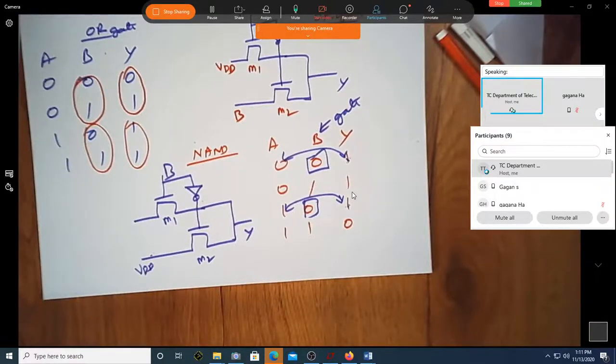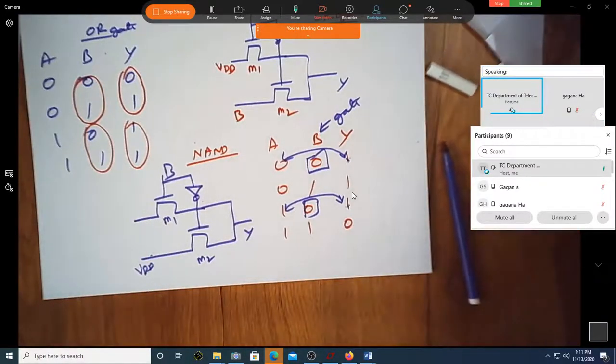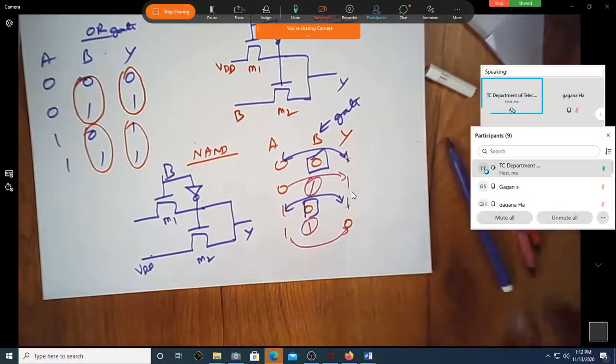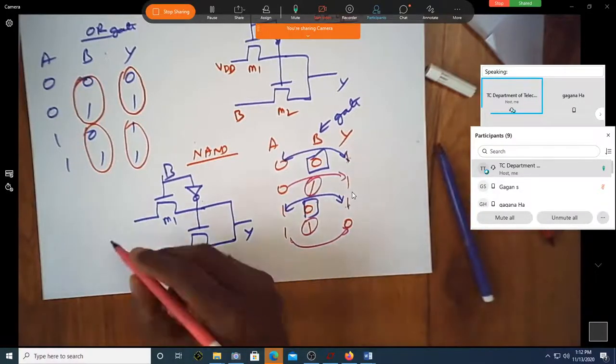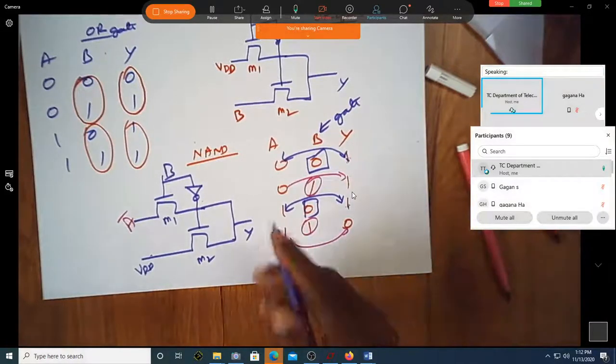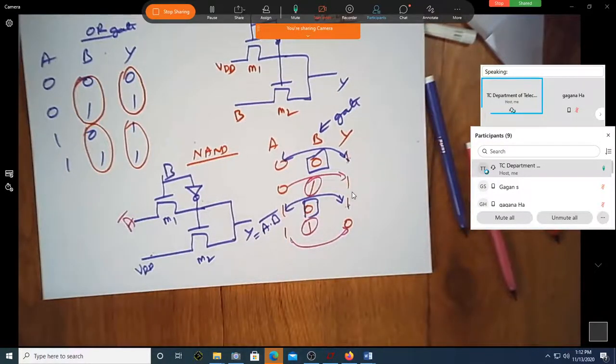Now we just compare this and this. For these two, compare this and this. You have to have the comparison between output and the input. Is the output the inversion of the input A? Yes, sir. A bar. Shall I write A bar? So Y is equal to A and B whole bar. Correct?